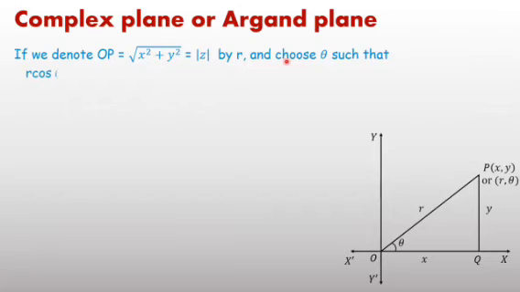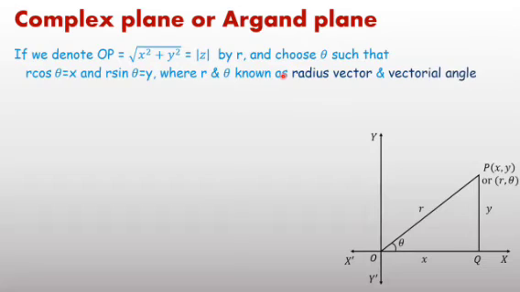And theta means the angle between OP and the real x-axis, such that r cos theta equals x. Applying the formula, cos theta equals base upon hypotenuse, x upon r. So x equals r cos theta. Sin theta equals perpendicular upon hypotenuse, y upon r. Therefore r sin theta equals y, where r and theta are known as the radius vector and vectorial angle of the given point P.